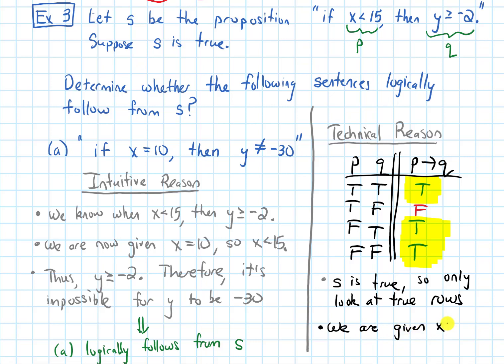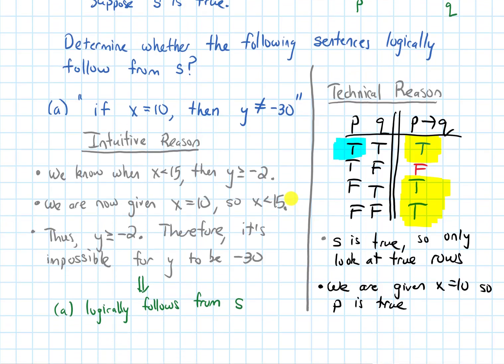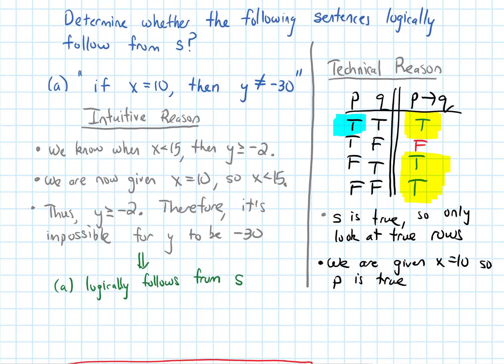We are given that x equals 10. And if x is equal to 10, that means P, which is saying x is less than 15, that means P is true. If x is equal to 10, then x is definitely less than 15. So P must be true. Now I got to look at, out of these 3 rows, which one of them have a situation where P is true. And it's just this one. Out of those 3 rows, I'm ignoring the second one, because in the second one, the implication was false. And we're given in this problem that S is true. Okay, so we know that we're looking at that first row now.